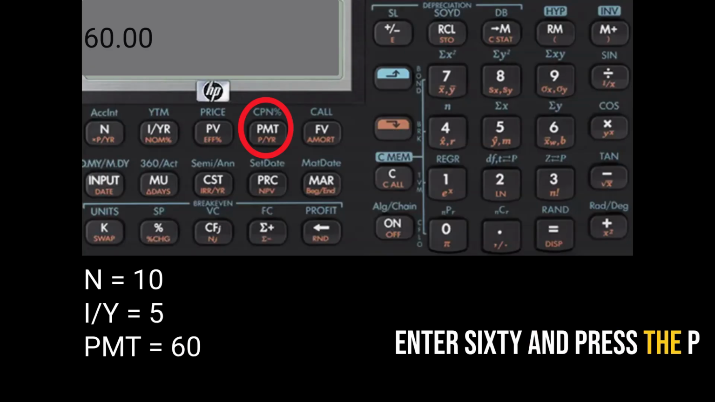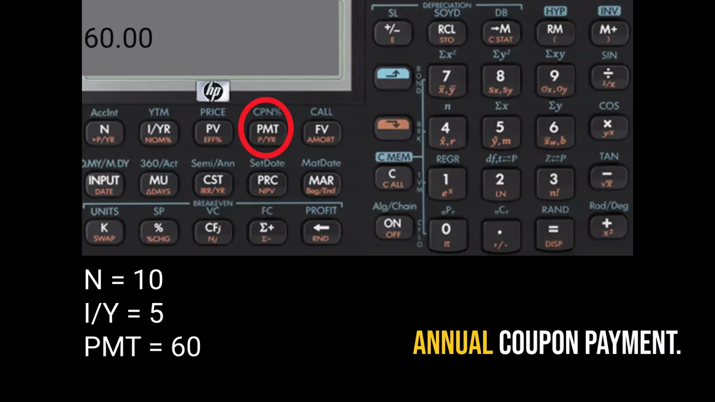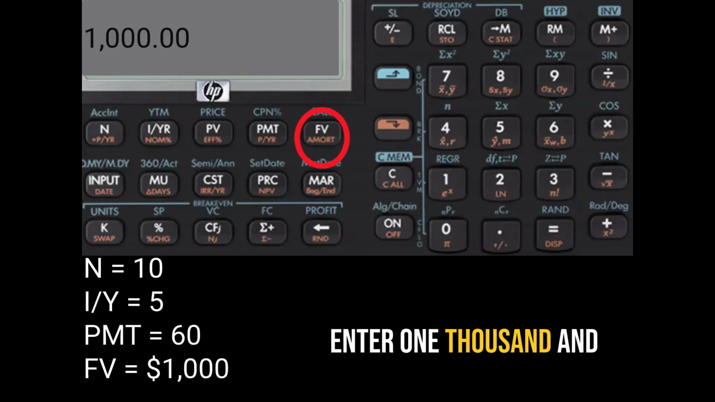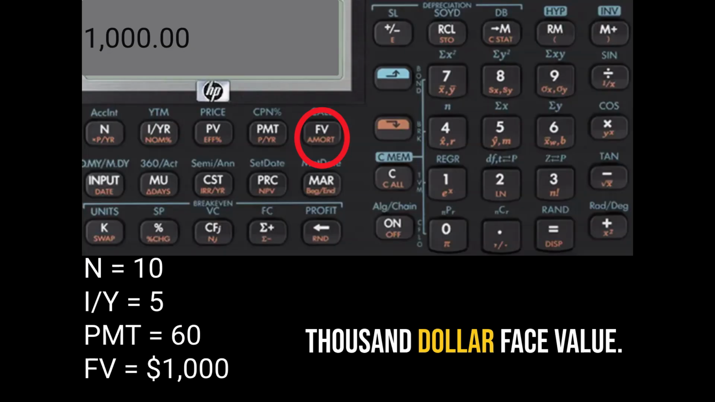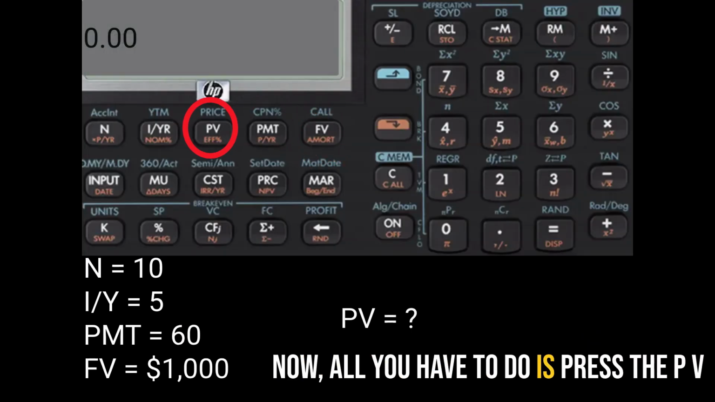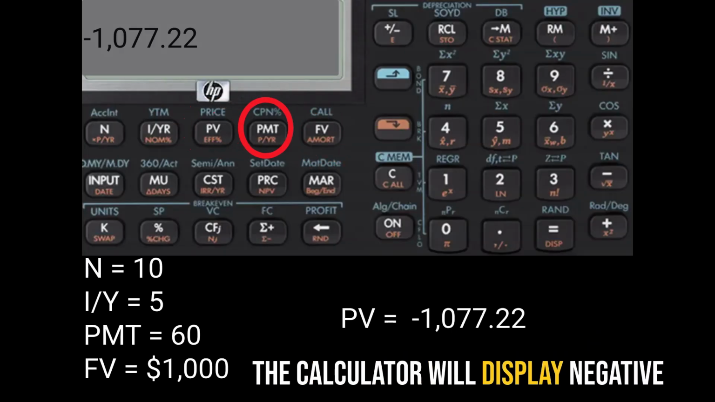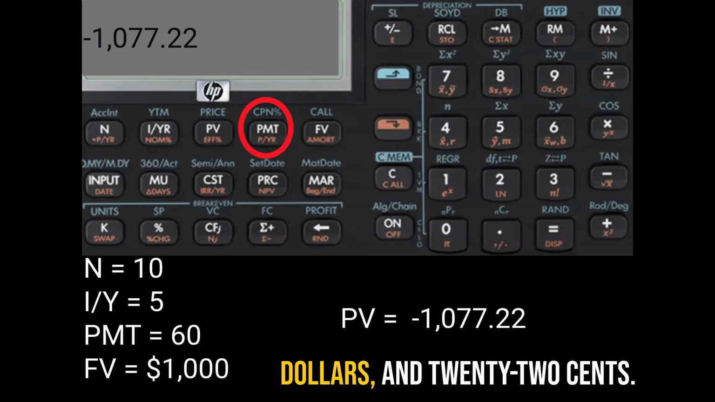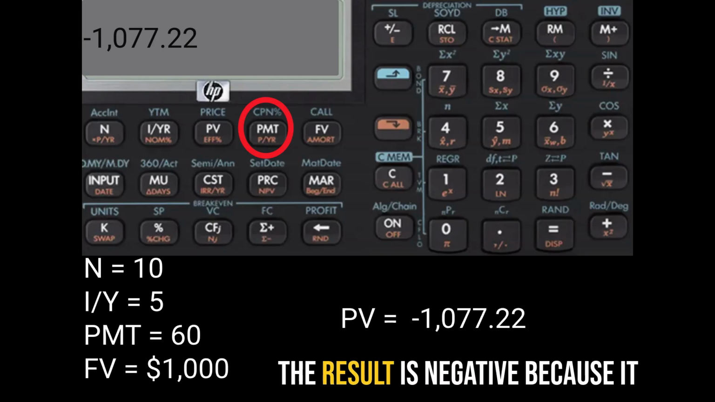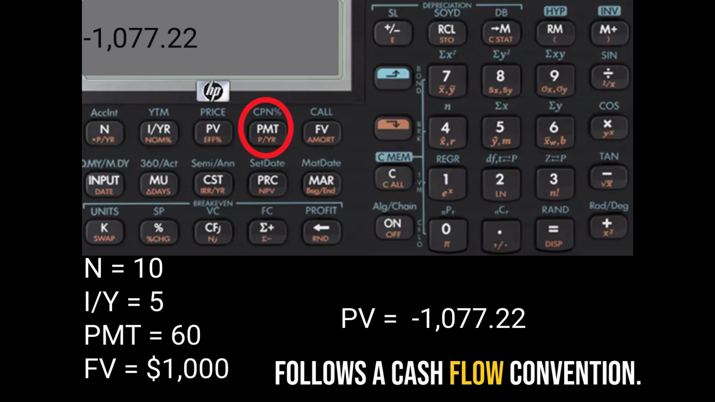Enter 60 and press the PMT key for the $60 annual coupon payment. Enter 1000 and press the FV key for the $1,000 face value. Now, all you have to do is press the PV button to compute the present value. The calculator will display negative $1,077.22. The result is negative because it follows a cash flow convention.